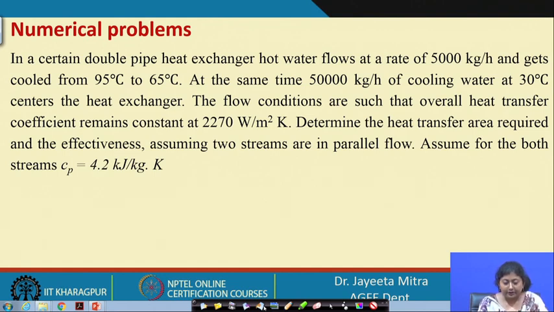At the same time, 50,000 kg per hour of cooling water at 30 degree Celsius enters the heat exchanger, okay. The flow conditions are such that the overall heat transfer coefficient remains constant at 2270 watt per meter square Kelvin. Determine the heat transfer area required and the effectiveness, assuming the two streams are in parallel flow, fine. So, assume for both streams Cp will be 4.2 kilojoule per kg Kelvin.